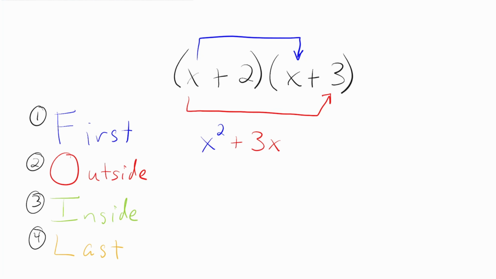What are the 2 inside terms? That's going to be the 2 and the x. So let's multiply 2 times x on the inside, getting us 2x.